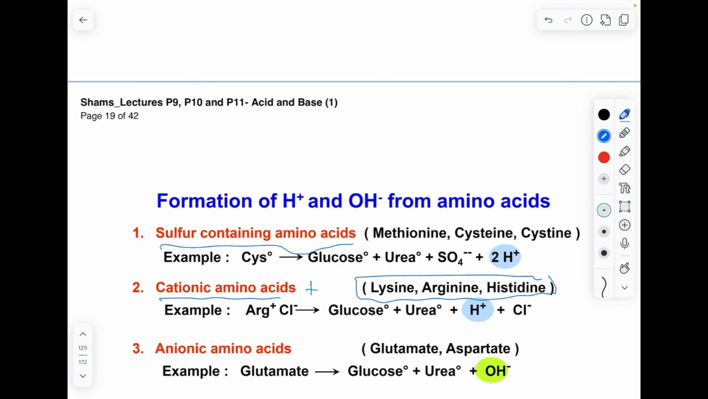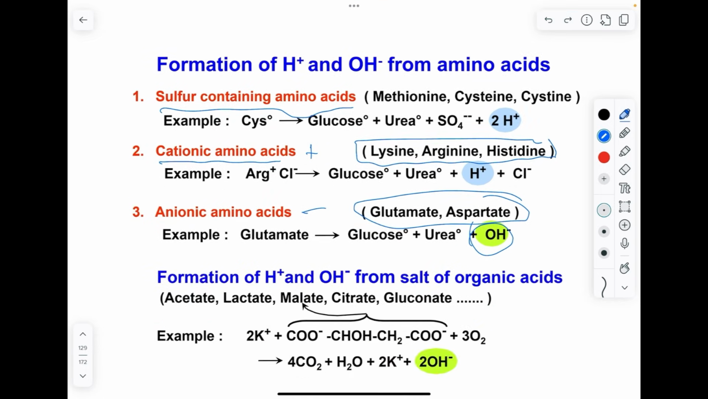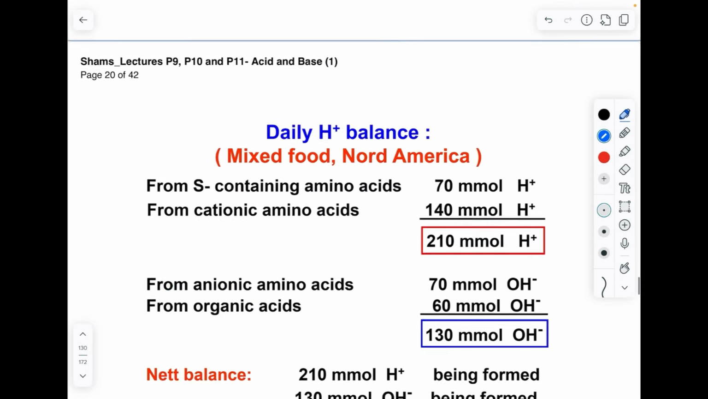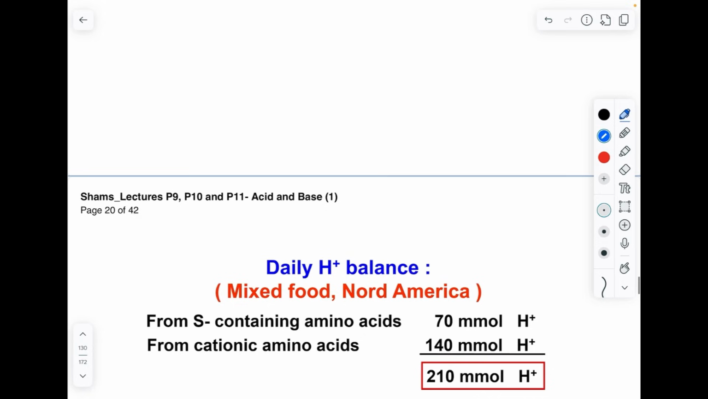Just memorize it. Now, anionic amino acids, which means negative, so these are your acidic amino acids, are producing OH, because they are anionic. And cationic, of course, are producing H+. Also, organic acids are producing OH. Just know which of these produces which. Okay, so you will look at the food that we are eating and you want to say, okay, how much H plus is being produced and how much OH is being produced. If they are equal, then we're okay, because H plus will bind with OH, give us water, and nothing will happen. But if one is more than the other, then it's a problem.